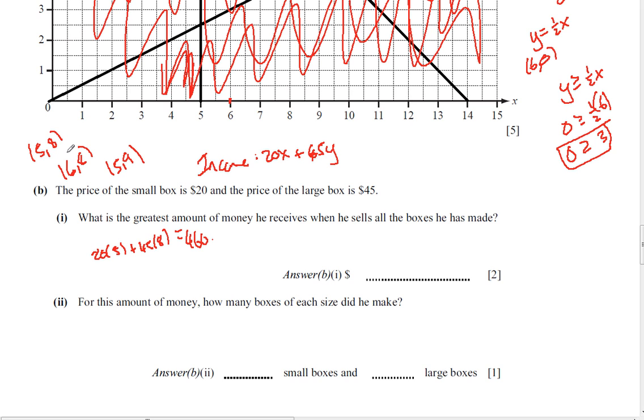That's the first one. The second one, 20 times 6 plus 8 times 45, 480 is the next one. This is for 6 and 8. And the last one for 5 and 9: 20 times 5 plus 9 times 45 is 505. So $505 is the greatest out of these three.